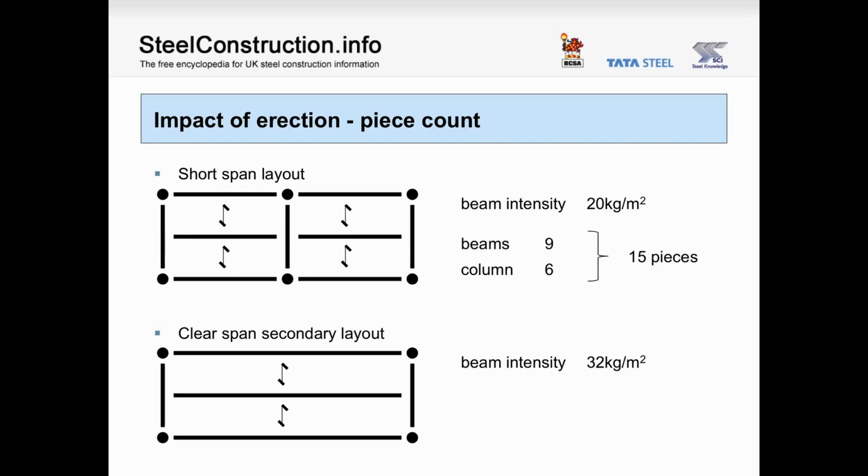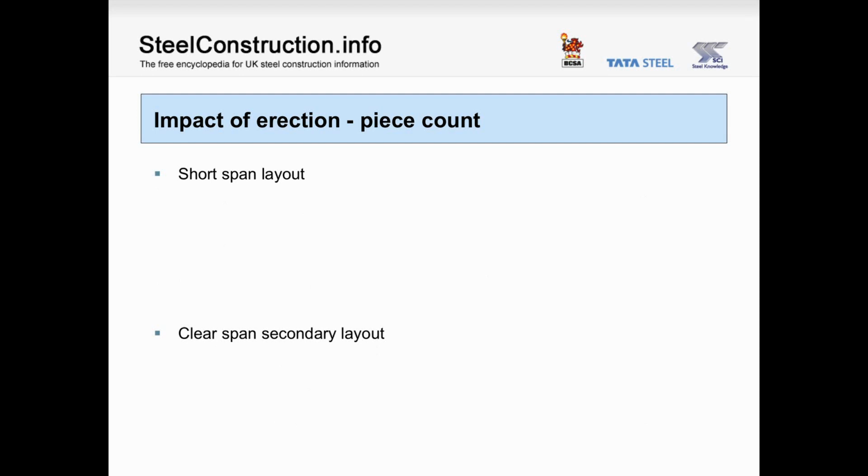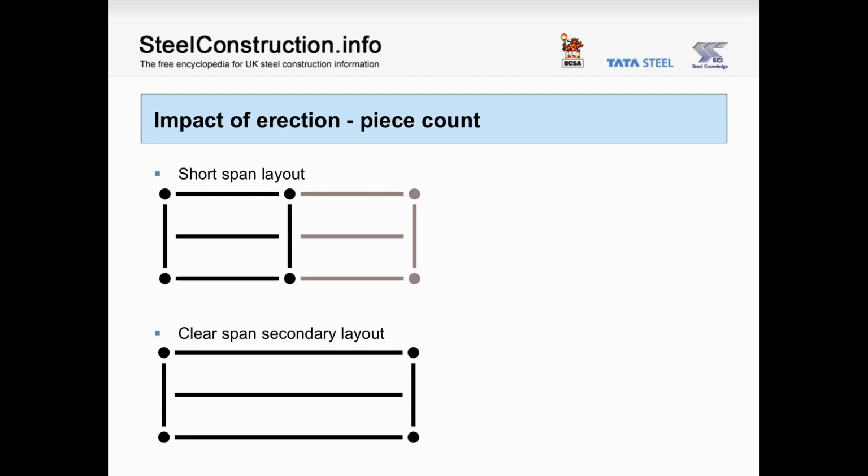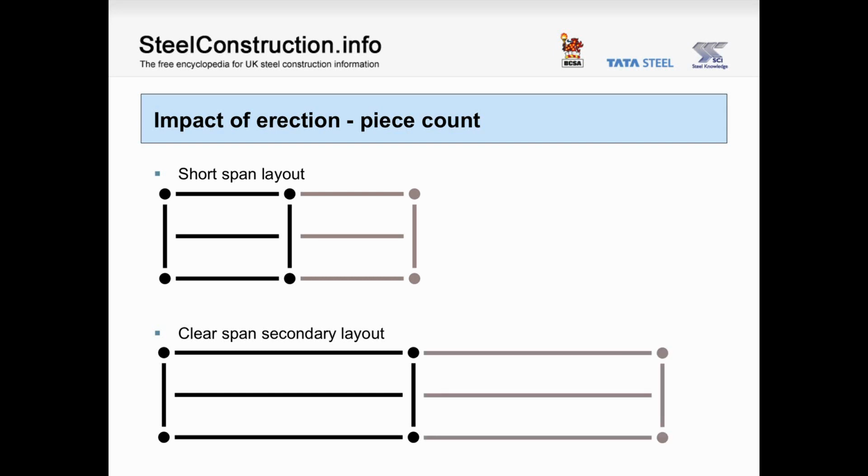However, we can see that with the short span layout we have 9 beams and 6 columns making 15 pieces in total, compared with 5 beams and 4 columns making 9 pieces for the clear span secondary option. So what difference does that make in practice on site? Well, erection of our 9-piece clear span secondary layout completes this area of floor. As each piece occupies the same amount of crane time, for the same time we can erect this area using the short span solution. To get the same area with the short span, we need to erect the other 6 members. But during the same time, for our clear span option, we could have erected this area. And so we go on.